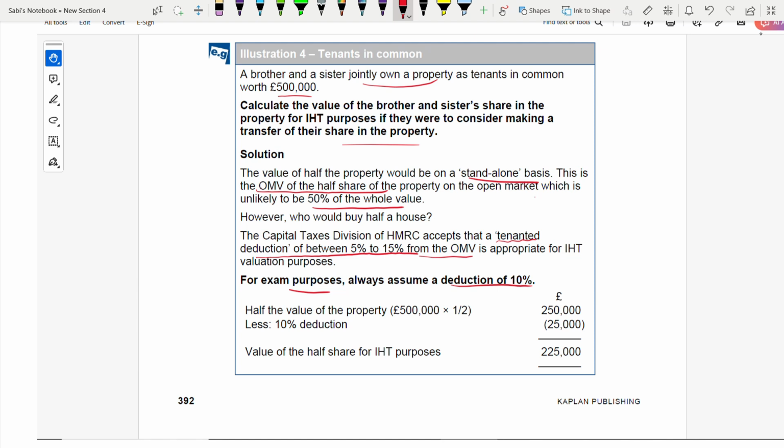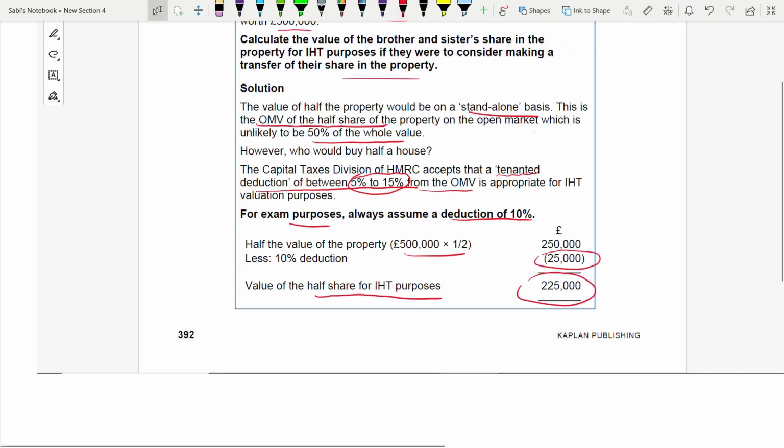Normally you can deduct 5 to 15%, but we'll always take a deduction of 10%. So 500 divided by 2 is 250, and deducting 10% of 250, which is 25, gives the value of half the share for IHT purposes: 225.